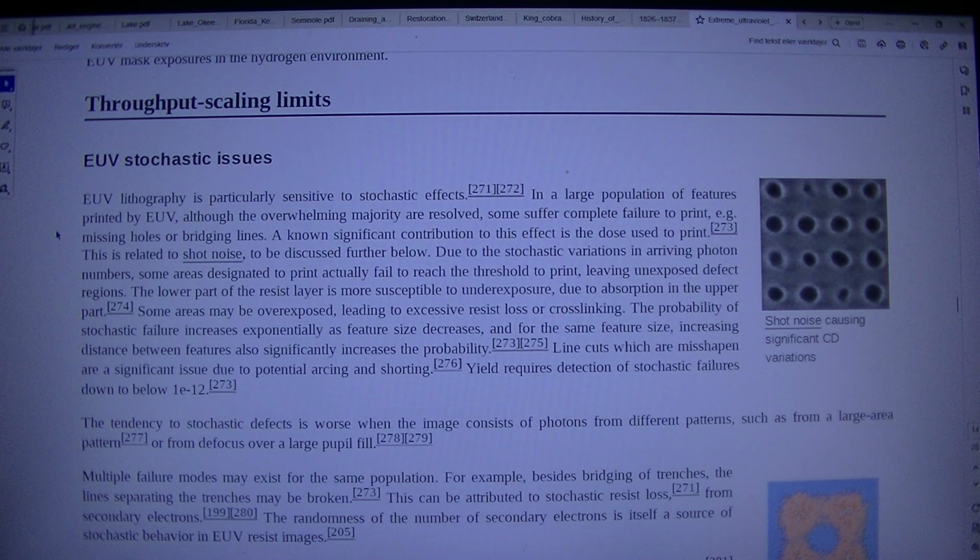Line cuts which are misshapen are a significant issue due to potential arcing and shorting. Yield requires detection of stochastic failures down to below 1e12.